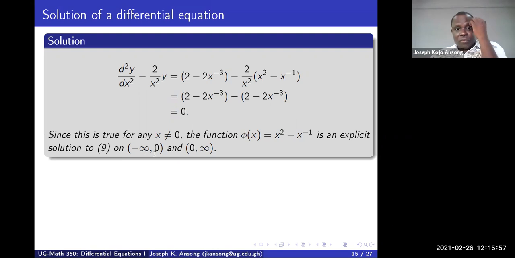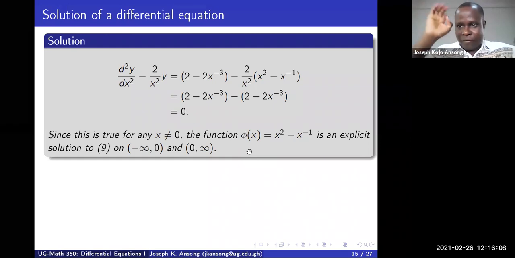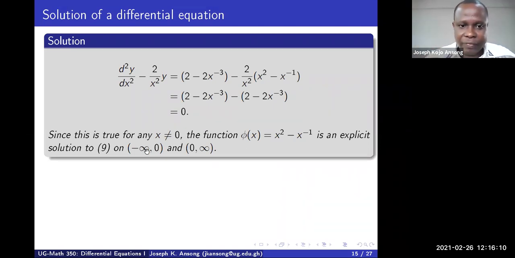Since this is true for all x not equal to 0, this function is an explicit solution to the differential equation on the real interval apart from 0. This is from negative infinity to 0, and then from 0 to infinity. Note that these are open intervals, so x equals 0 is excluded. Okay, so that is how you verify.